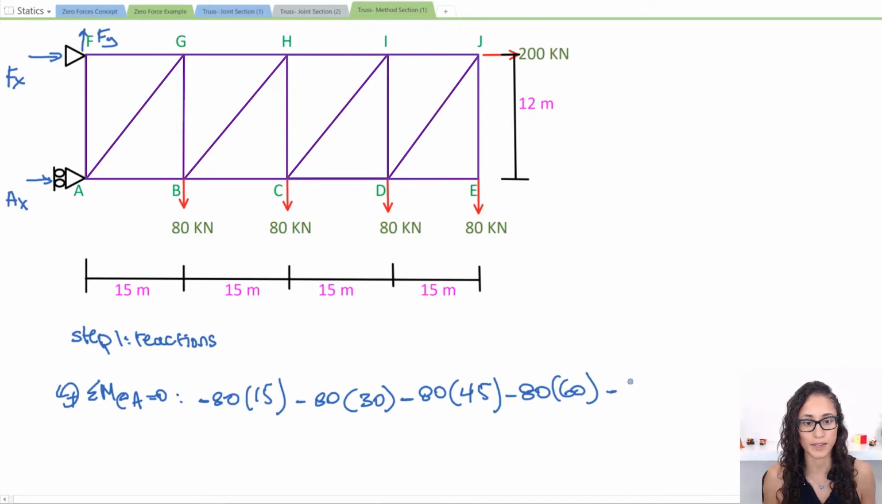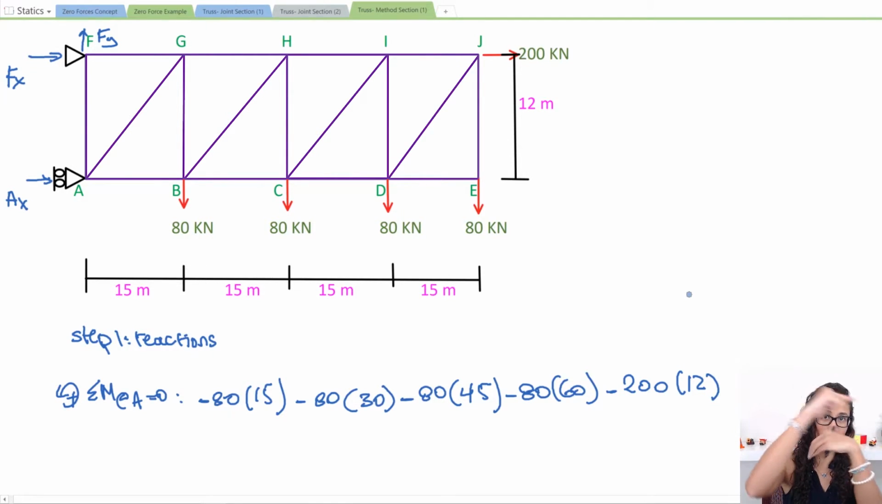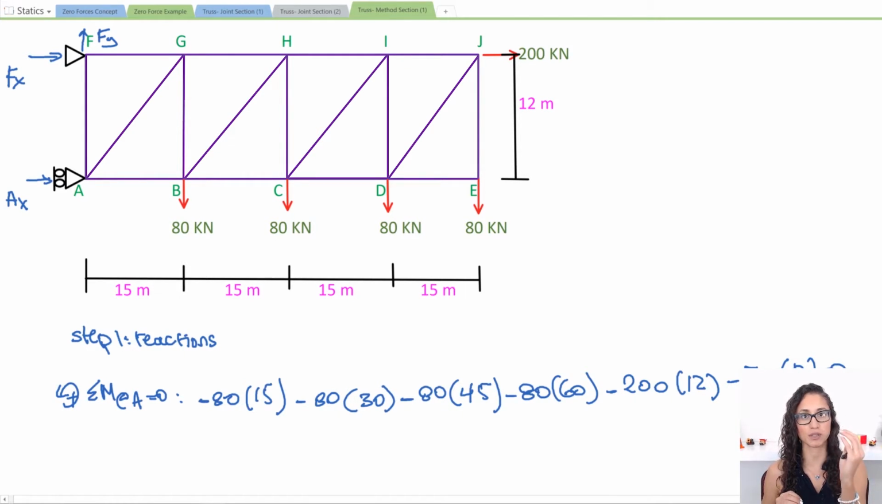Then I have minus 200 times 12, minus again because I have my moment this way and the force going the opposite direction of my moment, and the moment arm is from where my force is acting to where I'm taking the moment. So that's this distance, which is 12. Then minus Fx times 12, and this equals 0. Again it's minus because my moment is going this way and Fx is going the opposite direction of my moment.